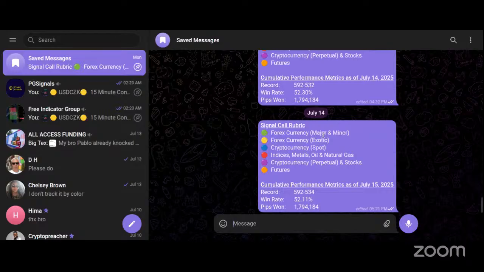I do use a color coded system for calling trades. Green trades being your major and minor Forex currency pairs. Yellow trades being your exotic foreign currency pairs. Blue trades being spot cryptocurrency protocols versus the US dollar. Red trades being indices, precious metals, oil, and natural gas. Mutual trades being cryptocurrencies versus Tether, USDT, and futures.